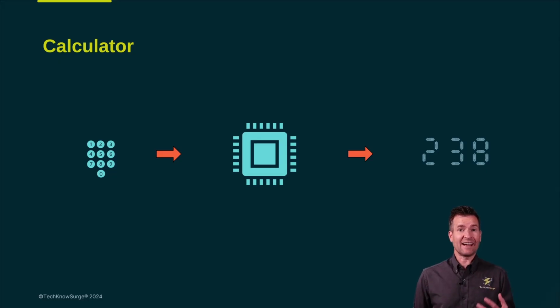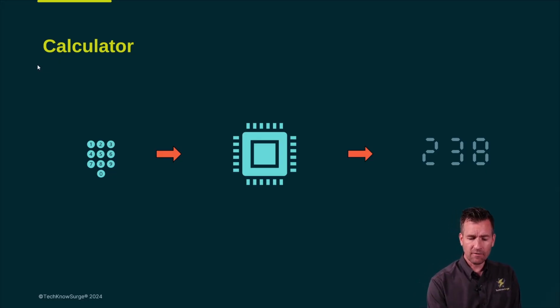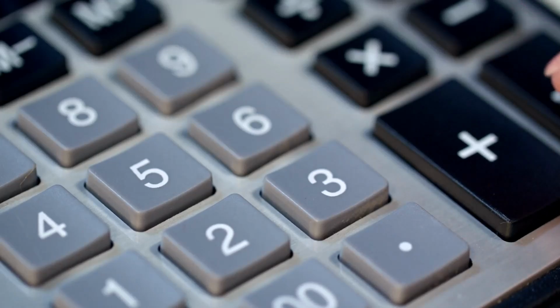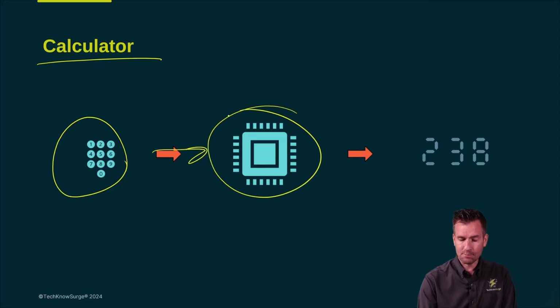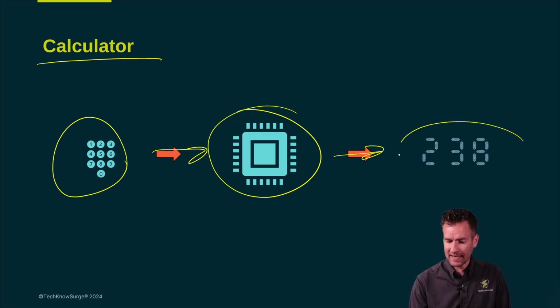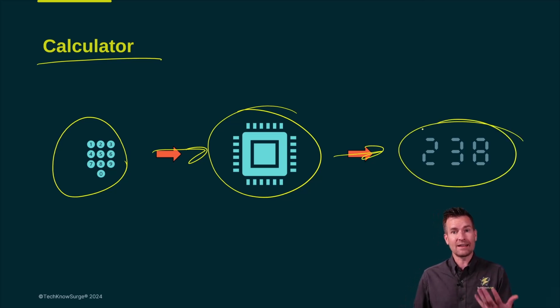When we have a device that computes, it can look very simple. For instance, like a calculator. You have a number pad. It gets entered in and processed using an integrated circuit. And then it will display it somehow in the way that we can interpret that. And there is no software involved in some really basic computers.